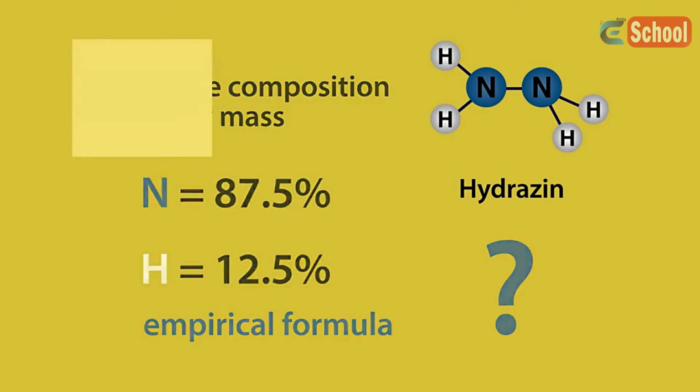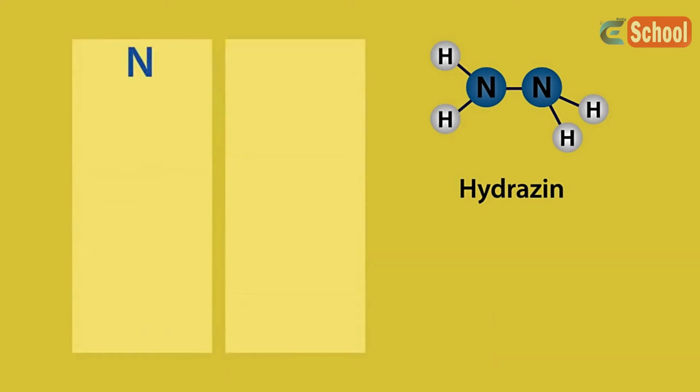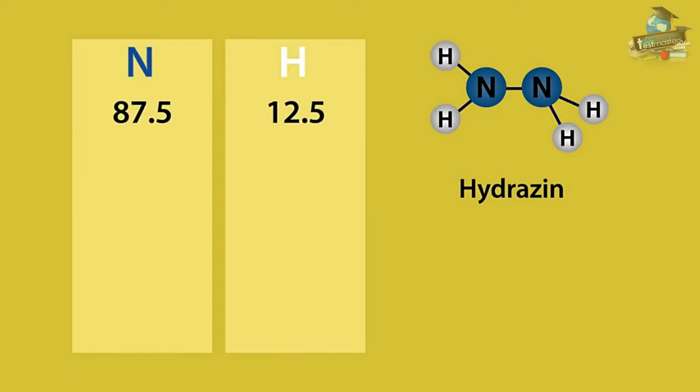Firstly, we have a column for each element. N for nitrogen and H for hydrogen. Then, under each element we put the percentage composition by mass. So that's 87.5% for nitrogen and 12.5% for hydrogen.